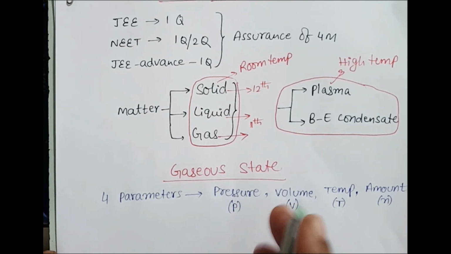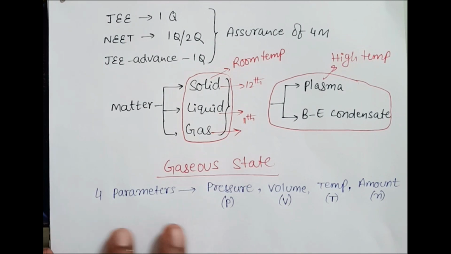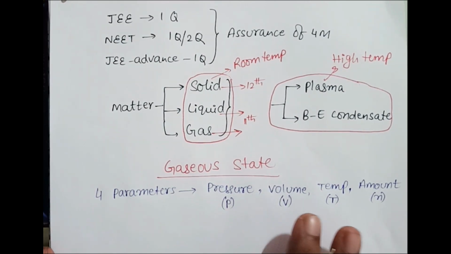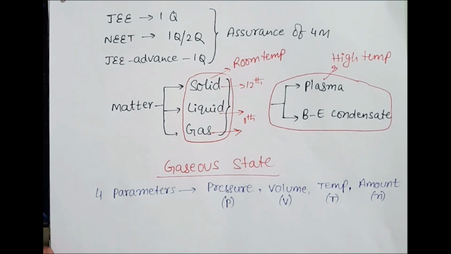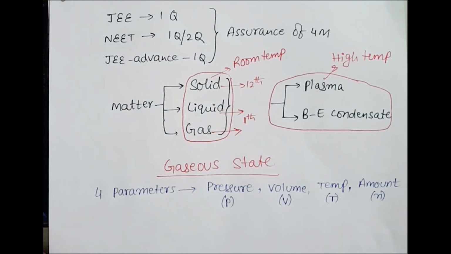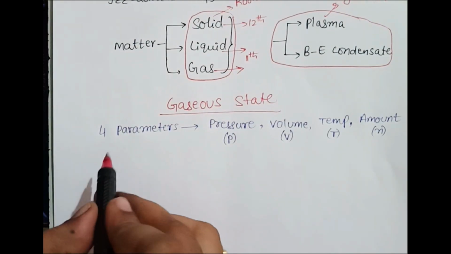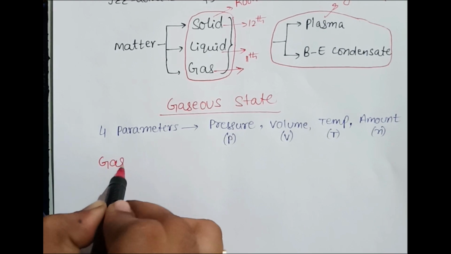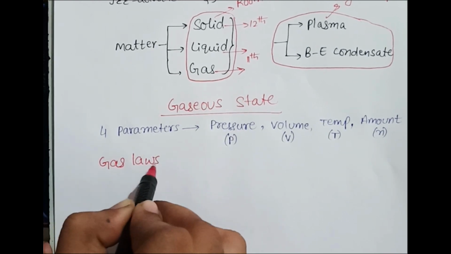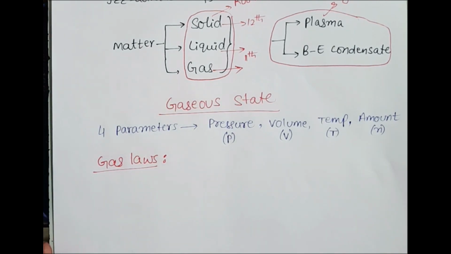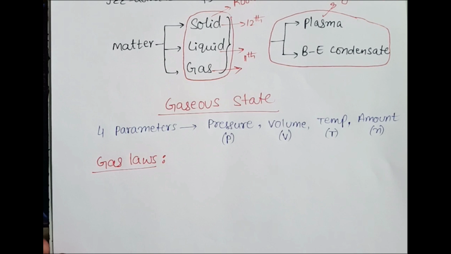So the whole chapter runs on these 4 parameters. Keep it in mind: pressure, volume, temperature, and amount of substance. How these are related to each other, we will discuss through gas laws. Gas laws are the rules which discuss how these 4 factors are interrelated with each other.